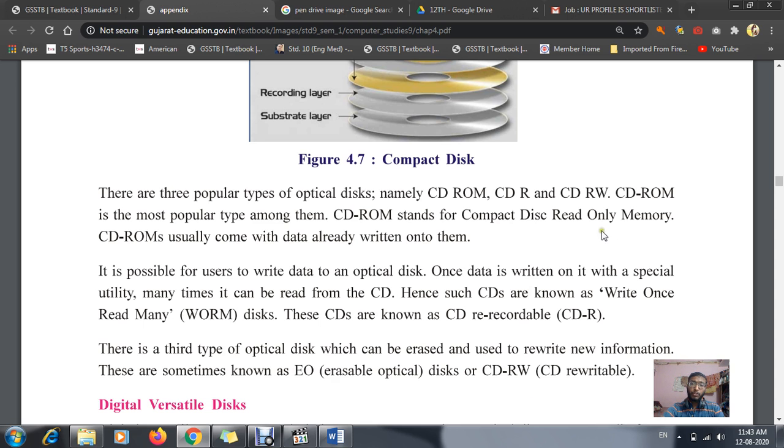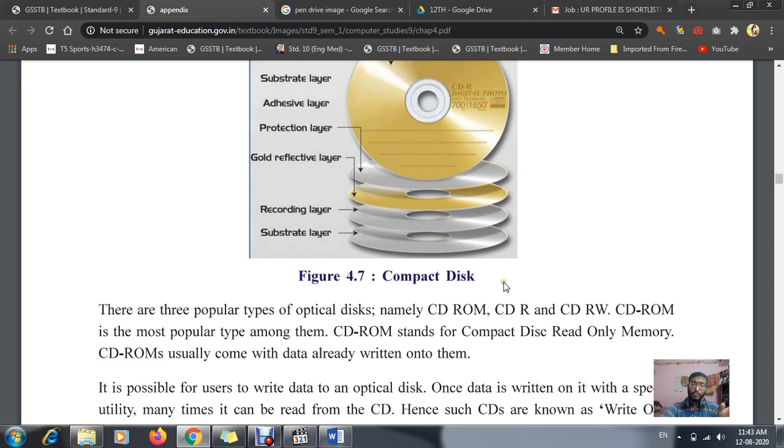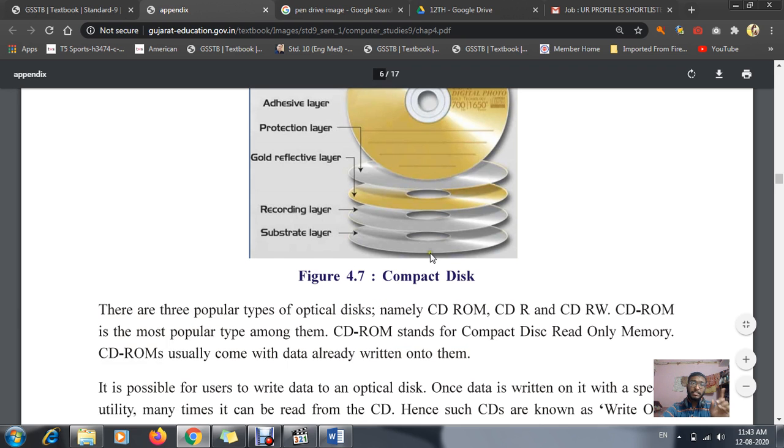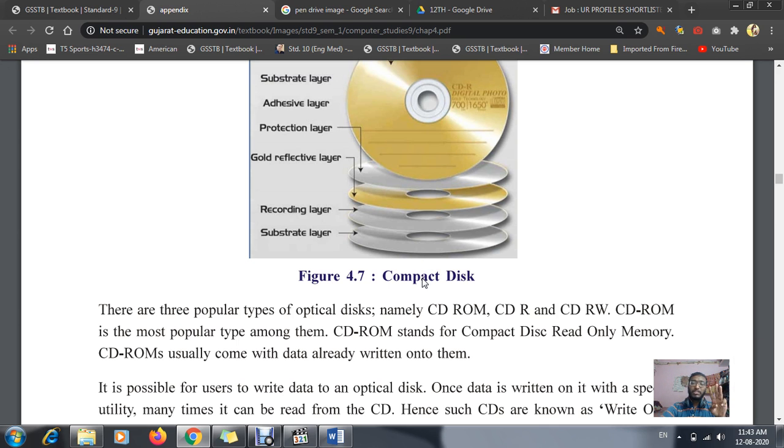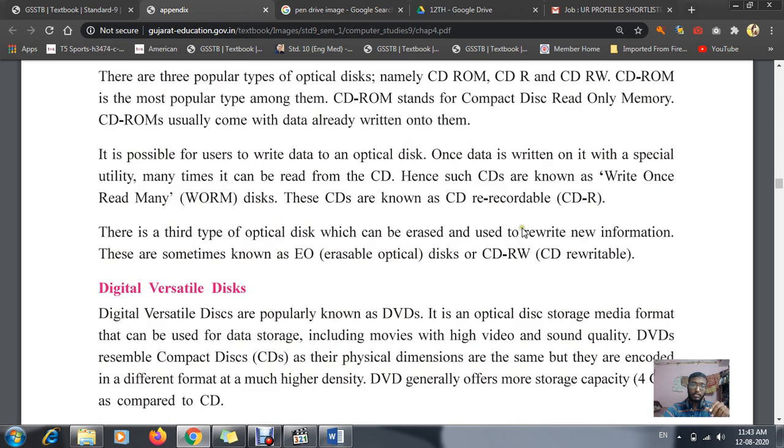Okay, so I hope you understood. The full form of CD is compact disc. CD can be divided into how many parts? Three parts. First one is CD-ROM, second one is CDR, and third one is CDRW. The full form of CD-ROM is compact disc read-only memory. Second one, CDR means compact disc re-recordable, and the third one is compact disc rewritable. Okay, this was your CD.